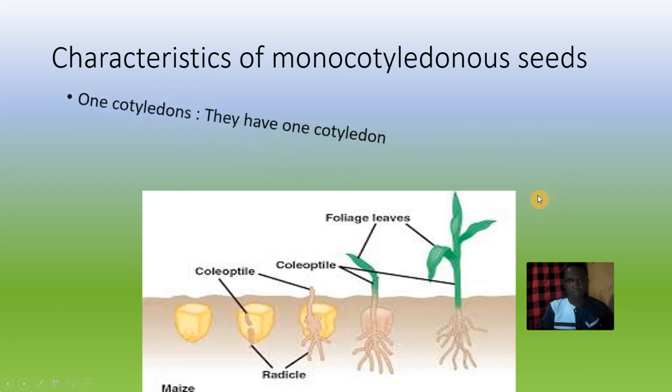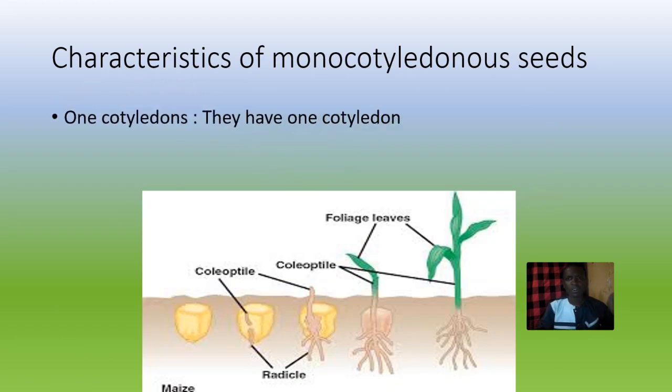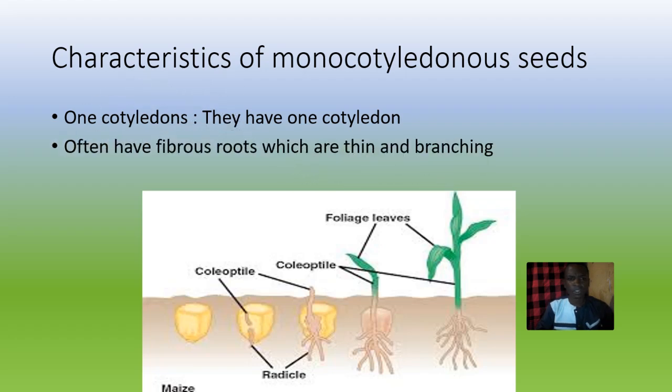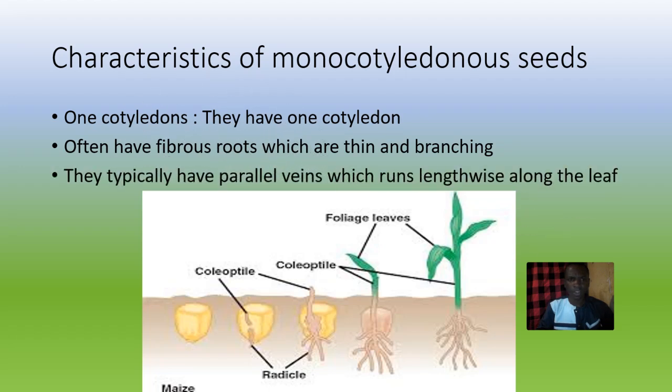So these monocotyledonous seeds have got one cotyledon. They often have a fibrous kind of root system, which is thin and branching. They typically have parallel veins which run lengthwise along the leaves.